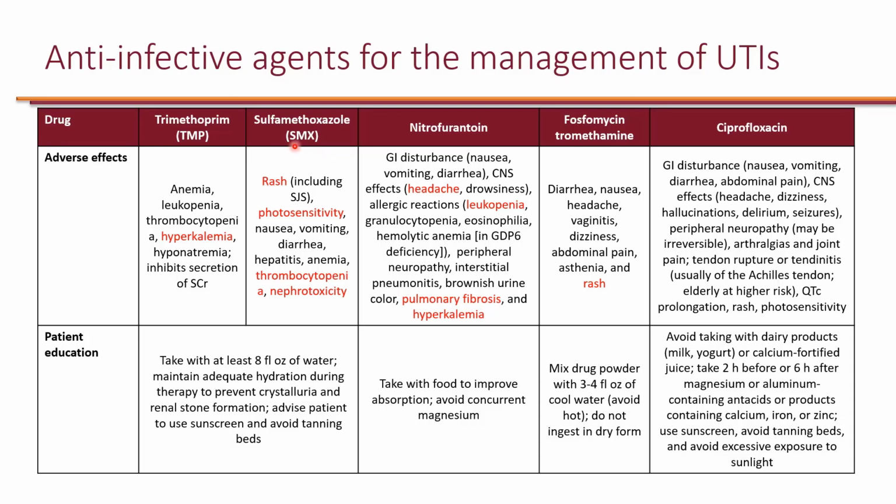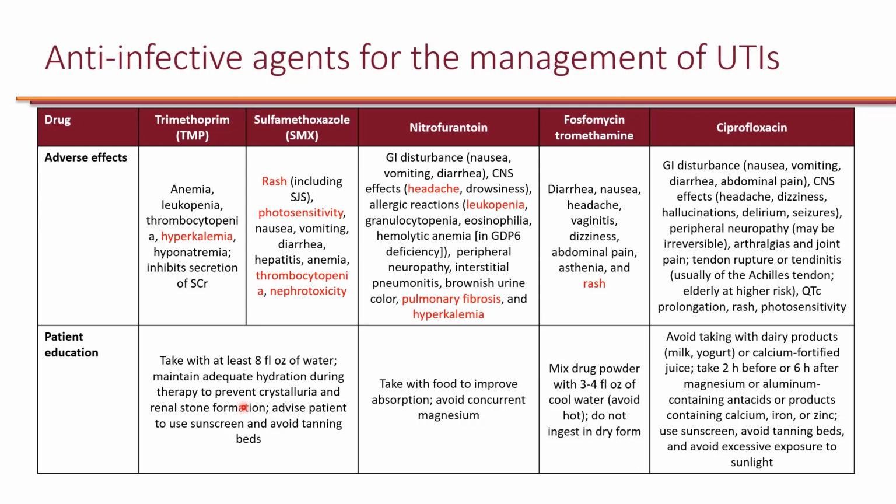And sulfamethoxazole, which is a sulfa drug, that component can cause rash and photosensitivity. It can also cause GI upset like nausea, vomiting, diarrhea, as well as hepatitis, anemia, thrombocytopenia. And it is recommended that the patients take this combination with at least 8 fluid ounces of water in order to avoid formation of crystals in the kidneys, in order to avoid or at least reduce the risk of nephrotoxicity. It is also advised for the patients to use sunscreen and avoid tanning beds because of the photosensitivity.